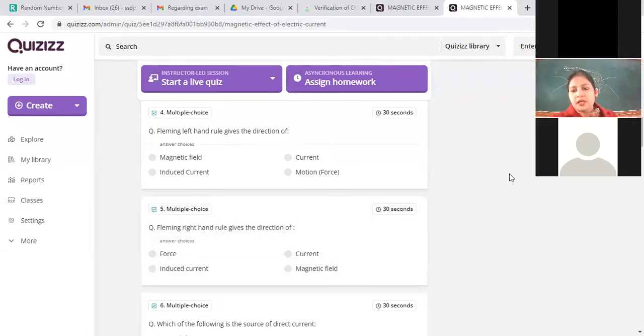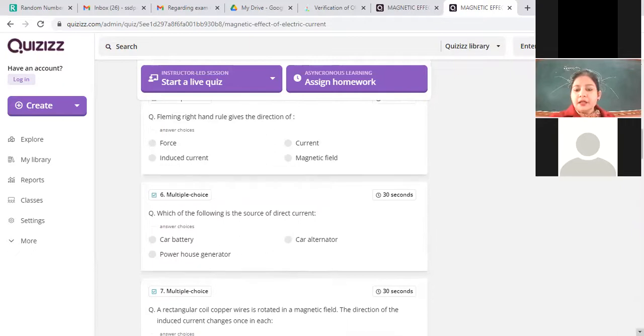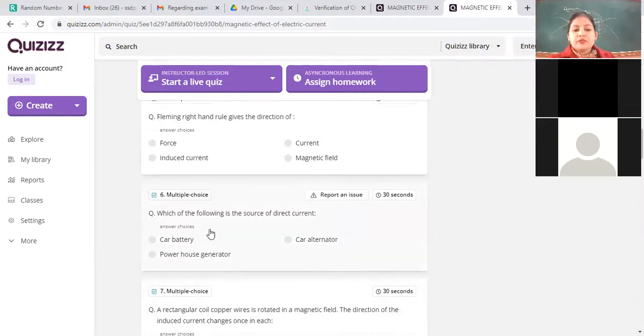Induced current. Induced current. So there are two confusing options. Current is also there, induced current is also there. So you have to decide induced current. Which of the following is the source of direct current DC?